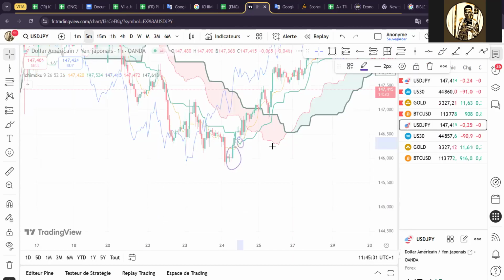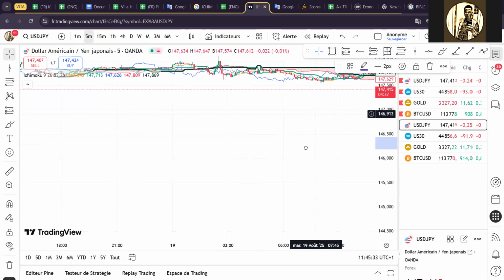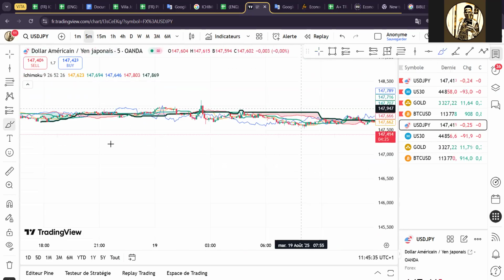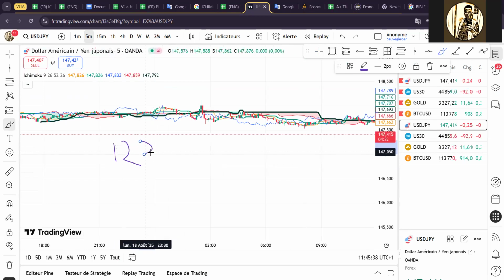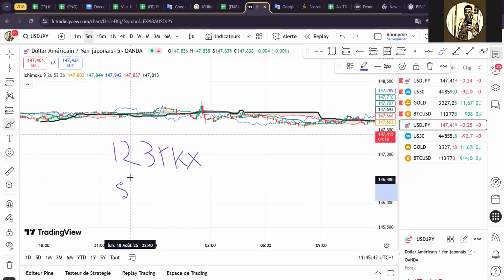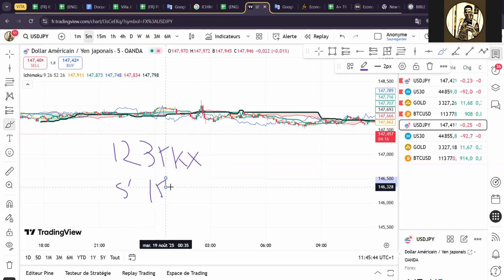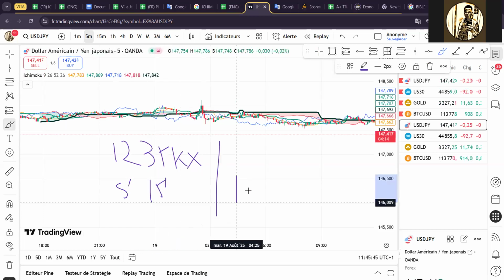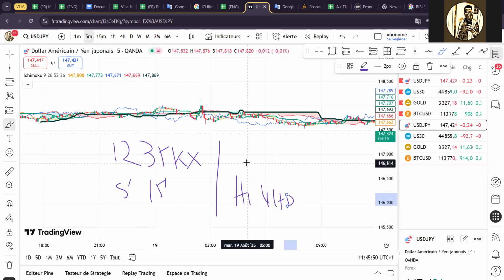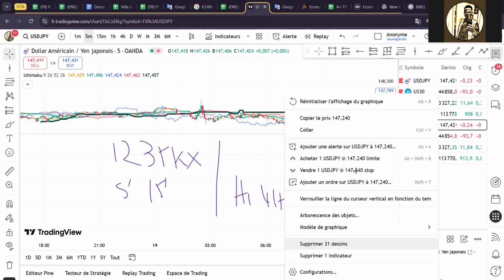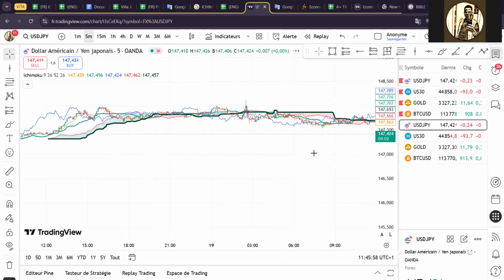But those you cannot look at in 5 minutes, you cannot look at in 1 hour. The 1, 2, 3 TK cross is very present on the 5 minute and 15-minute time frames. But from 1 hour, 4 hour, daily, it is rare on many pairs and many assets. So that's why for this phase of the trend, you look at it mostly in 5 minutes, like this USD JPY.